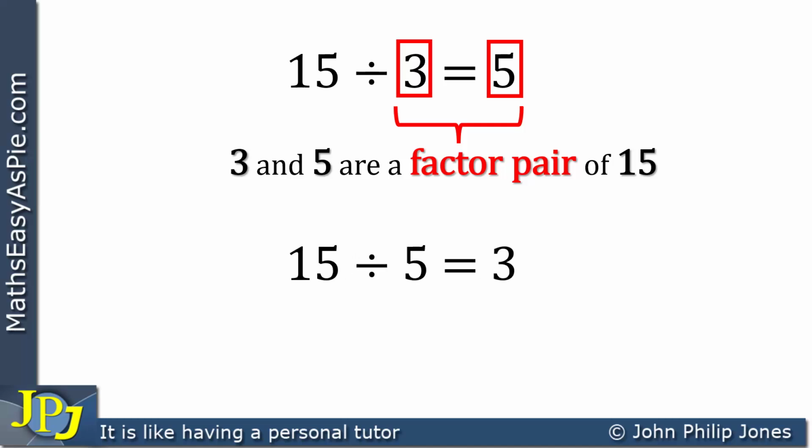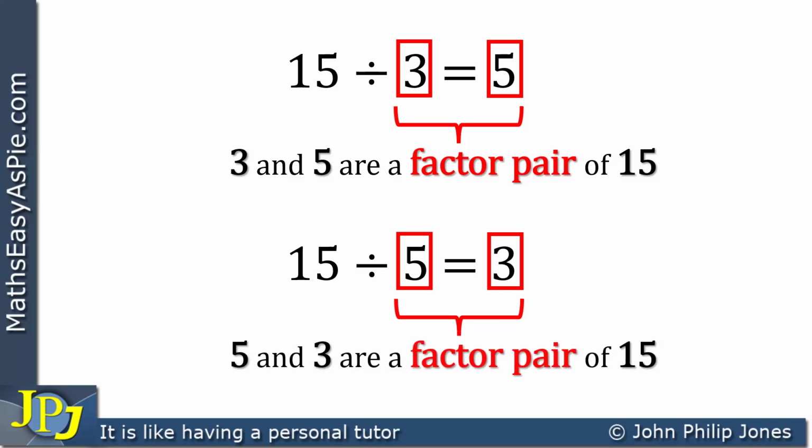Now consider this. I've taken the 15 and on this occasion I've divided it by 5, which is a factor of 15, and you can see that the result is 3, which is also a factor of 15. I'm now interested in the 5 and the 3, and we can see that they, 5 and 3, are a factor pair of 15. Of course, the factor pair 3 and 5 are the same as the factor pair 5 and 3. They're just written in a different order. So a factor pair of 15 is 3 and 5.